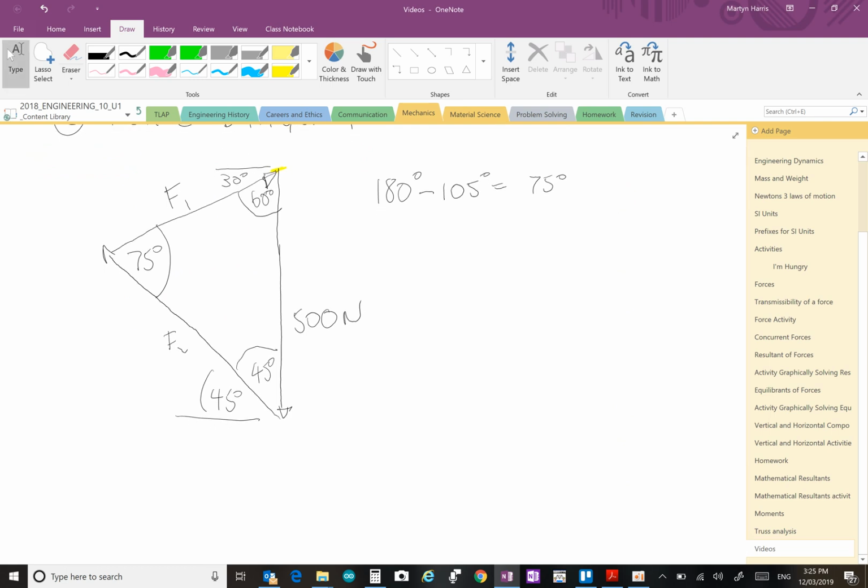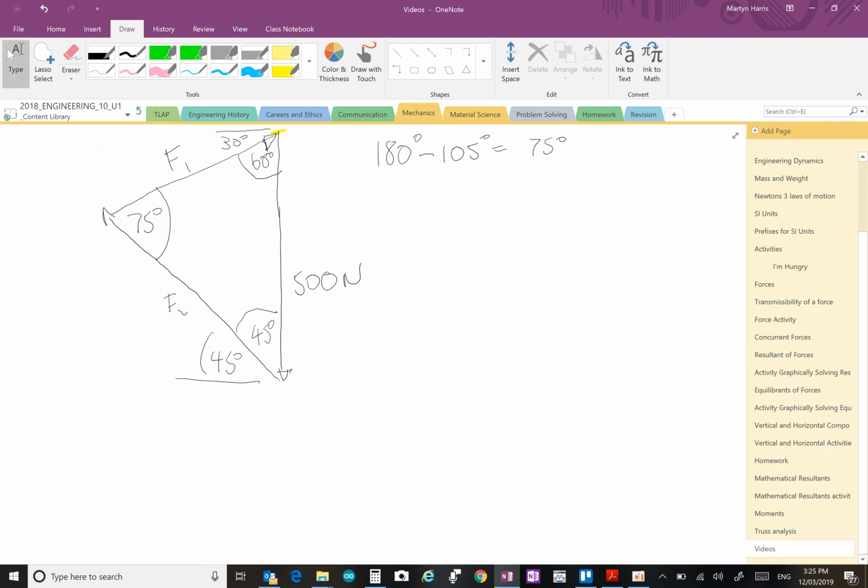To solve this, we can use some more trigonometry, and that trigonometry is this. It's called the sine rule. A over sine A equals B over sine B equals C over sine C.